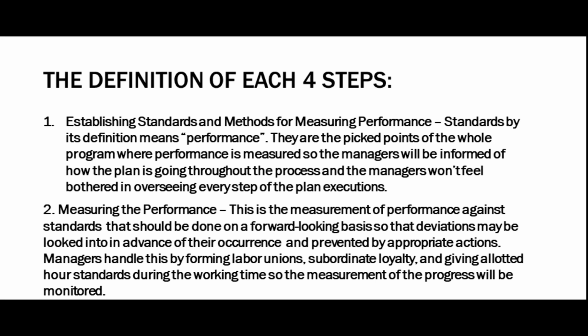Number 2. Measuring the performance. This is the measurement of performance against standards that should be done on a forward-looking basis so that deviations may be looked into in advance of their occurrence and prevented by appropriate actions. Managers handle this by forming labor unions, subordinate loyalty, and giving allotted hour standards during the working time so the measurement of the progress will be monitored.